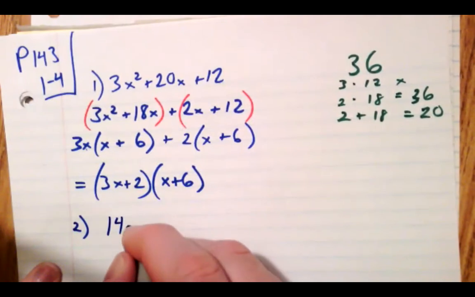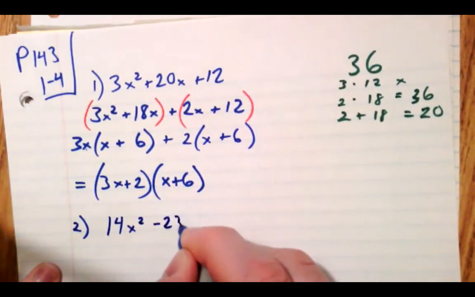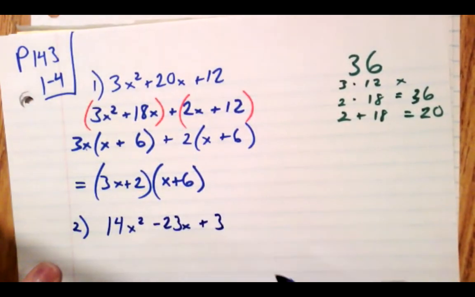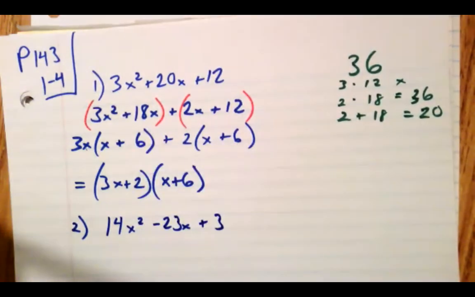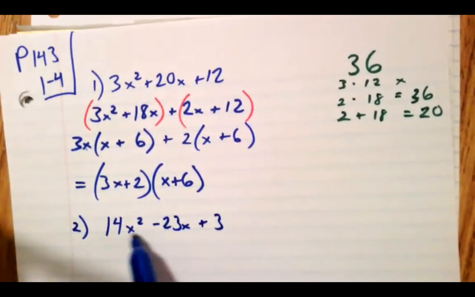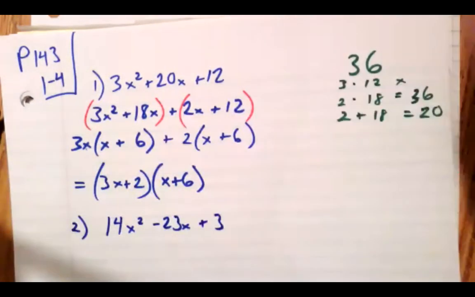Nothing. 14x squared minus 23x plus 3. This is number 2. And I think for these first 2 questions, if you're interested, they show a different way of factoring in the textbook. I don't like it at all. Okay, 14 and 3, these have no common factors, so we're not going to get anywhere with that.